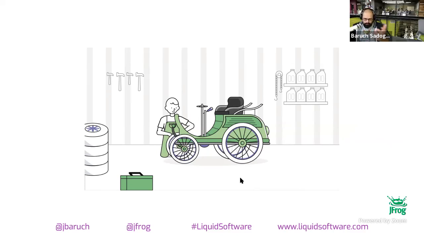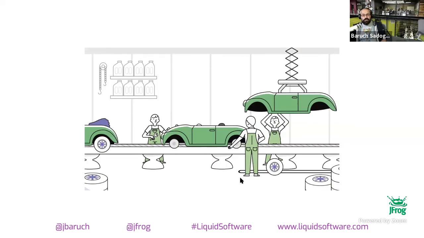Artists or craftsmen actually created unique cars for their customers by order, and then Ford came with the revolutionary idea of a mass production pipeline. And this is where we actually started to satisfy the demand, to lower the price, and to increase the quality.